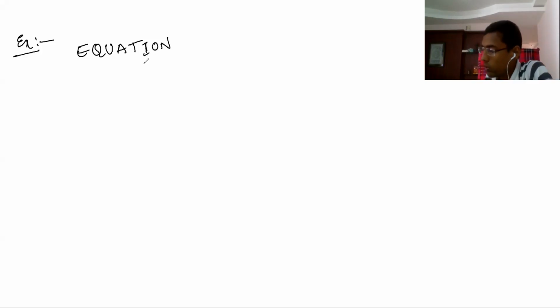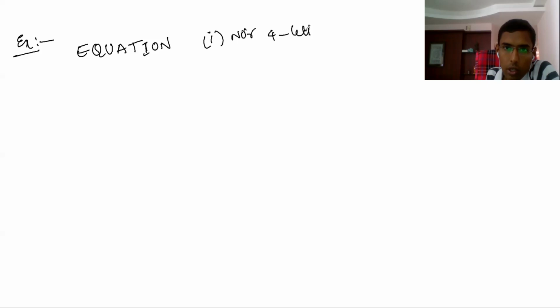Now here what I want is to find the number of all 4 letter words that can be formed using the letters of the word equation. And how many of them begin with E and end with N. So the first question is the number of 4 letter words.